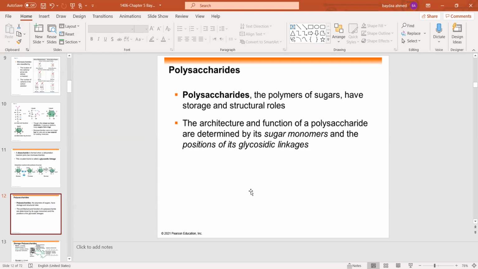Polysaccharides are macromolecules, polymers with a few hundred to a few thousand monosaccharides joined by glycosidic linkage. Some polysaccharides serve as storage material, hydrolyzed as needed to provide monosaccharides for cells. Other polysaccharides serve as building material for structures that protect the cell or the whole organism. The architecture and function of a polysaccharide are determined by its sugar monomers and the position of its glycosidic linkages.